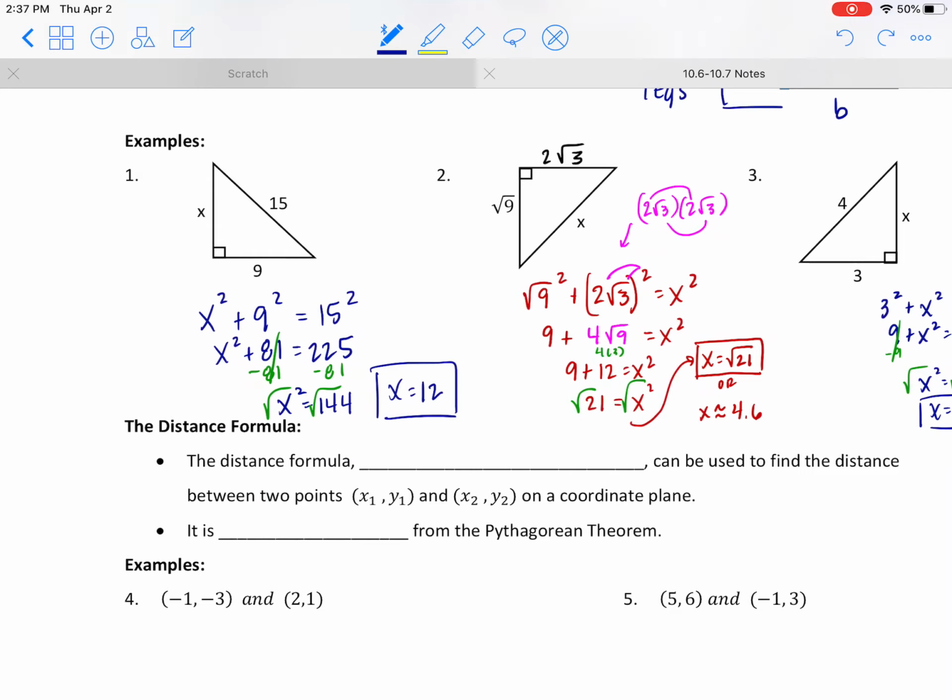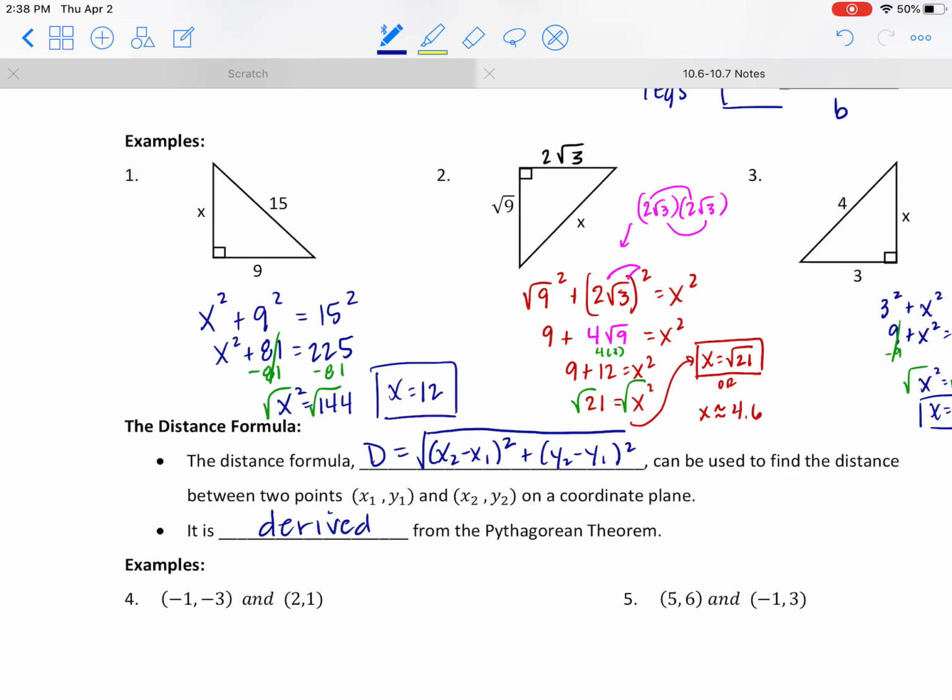Okay, so there's your Pythagorean theorem. And then we have the distance formula, which is basically something that comes from the Pythagorean theorem. The distance formula, which says d equals the square root of x2 minus x1 squared plus y2 minus y1 squared, can be used to find the distance between any 2 points that are on a coordinate plane or on a graph. And it is derived from, it comes from the Pythagorean theorem.